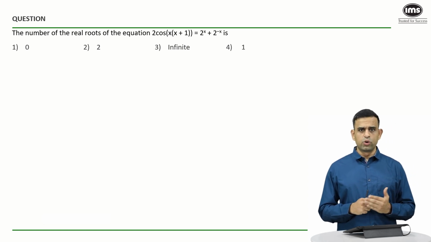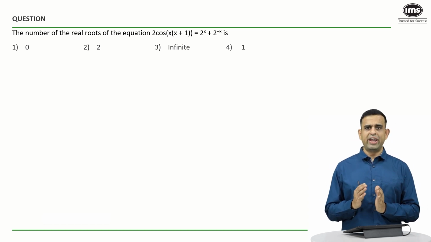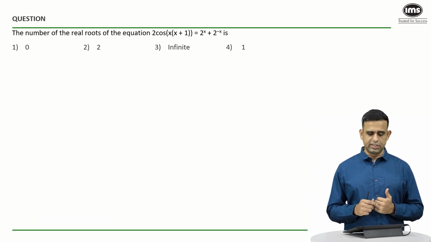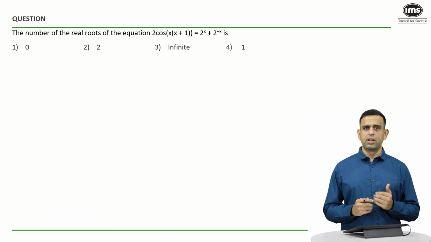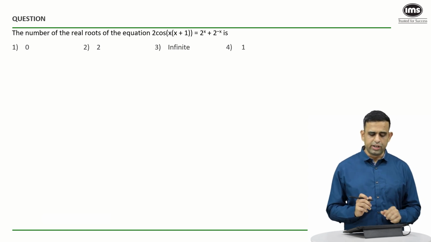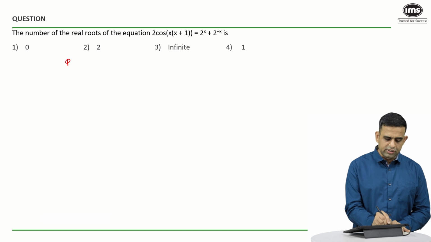The number of real roots of the equation 2 cos(x(x+1)) = 2^x + 2^(-x). Now, how to approach this particular question? Suppose I look at my left hand term and the right hand term separately. If I focus on the right hand side first, which happens to be 2 raised to x plus 2 raised to minus x.